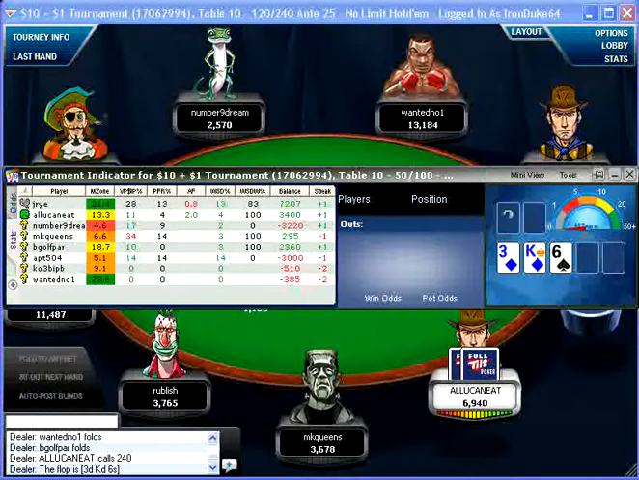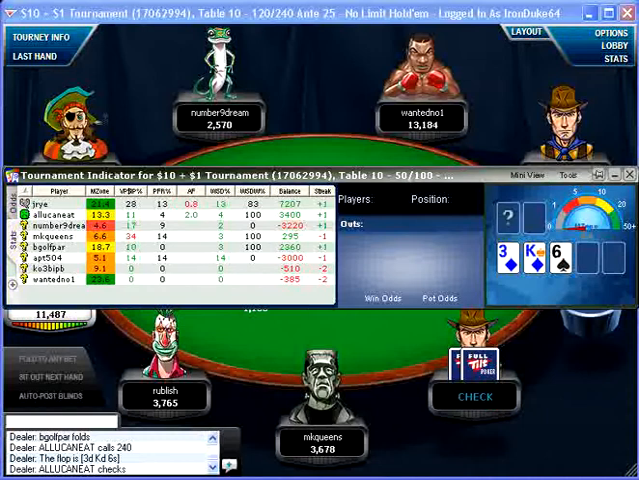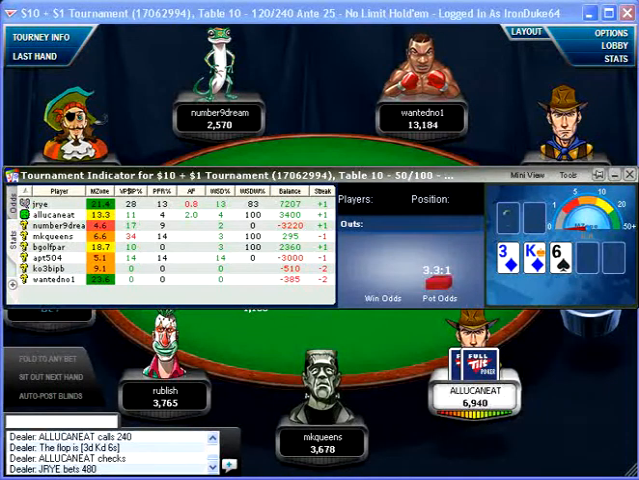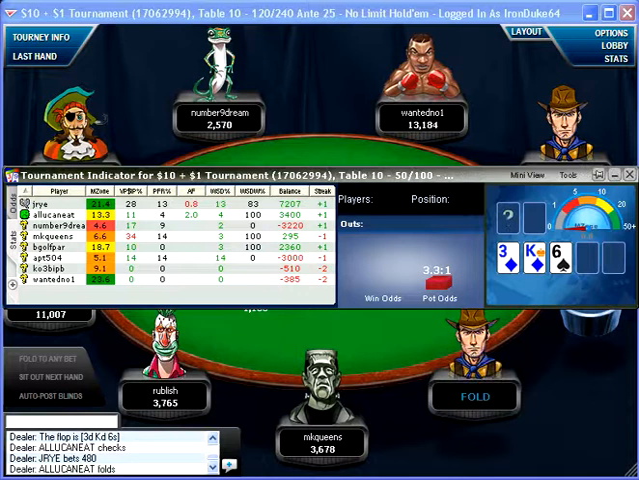Welcome to the profiling video for Tournament Indicator. At certain stages of the tournament, you're going to be relying on your opponent's tendencies more than anything else. In particular, the start of a tournament. To help you with that, Tournament Indicator has indicators that track your opponents for you during table play.